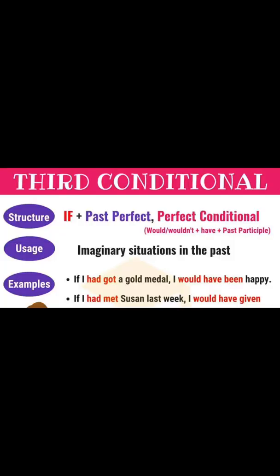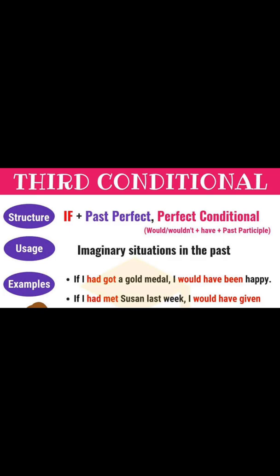Okay, the grammar of the third conditional is first if, and then had plus past participle, would have plus past participle. It's the same as the perfect conditional, right? So we have if, then had, and then perfect conditional, right? Okay, and finally I'm going to show you some examples and explain more about the third conditional. I think it's the most difficult.